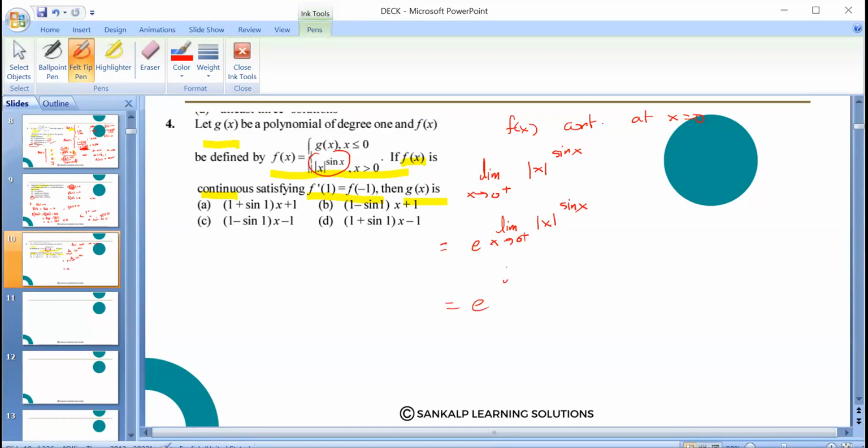To apply L'Hopital's rule, I need denominator and numerator. So I will apply log on both the sides as I did in the previous one. So we have ln of, or log of, mod x. Sin x outside we can write 1 by cosecant x. Now to apply L'Hopital's rule, we have numerator, denominator. Derivative of log of mod x is 1 by mod x. And derivative of cosecant x is minus cosecant x cot x.